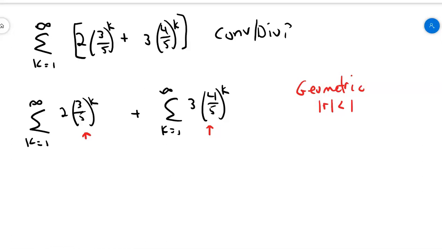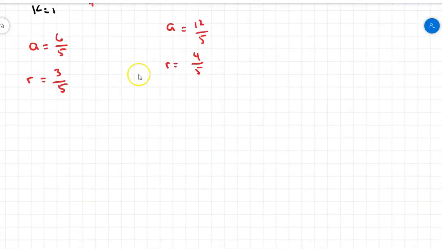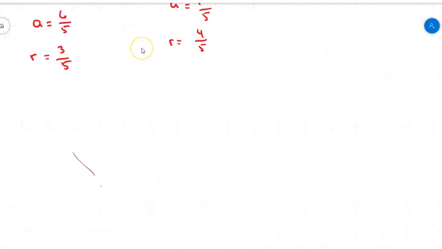So let's look at the a over 1 minus r, right? If it's a geometric series with a ratio less than 1, then it converges to a over 1 minus r. All right, this first one here: the first term, if I put a 1 in for k, I get 2 times 3/5, which is 6/5, and my ratio is 3/5. So I've got my a and I got my r. Let's come over here and do this. The first one, 3 times 4 is 12, so my first term is 12/5, and the ratio is 4/5. All right, for each of these, I'm going to calculate my a over 1 minus r.